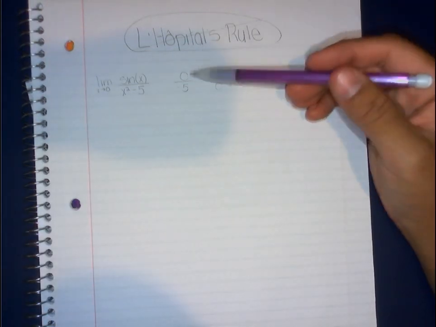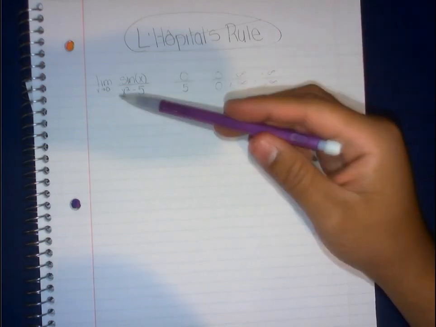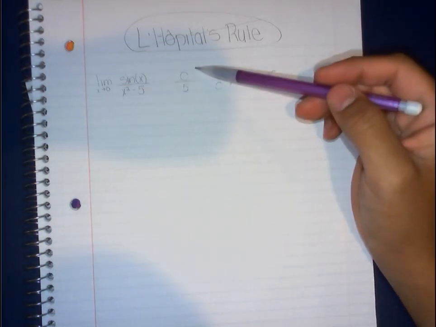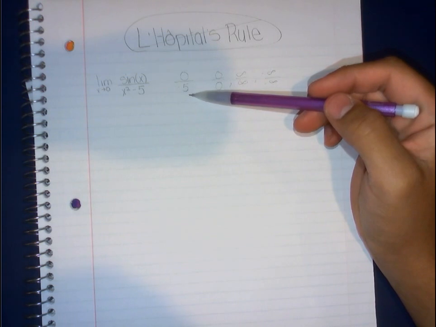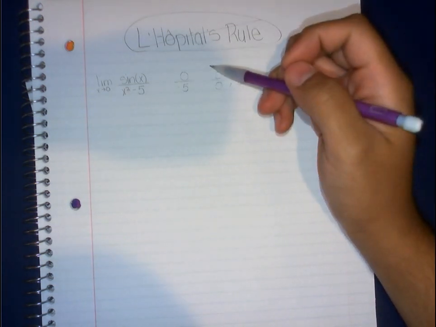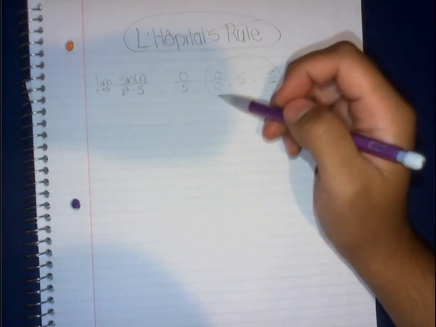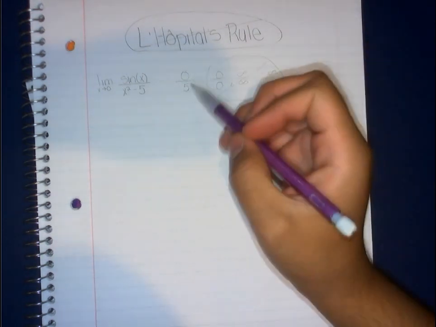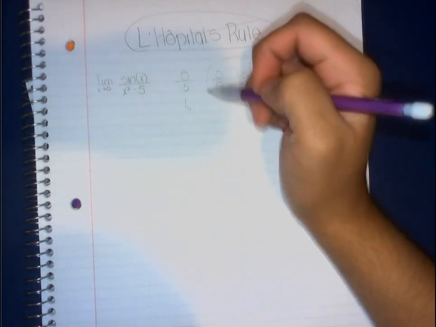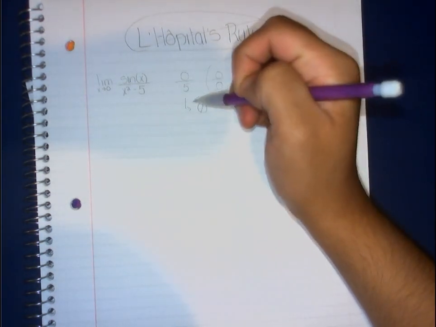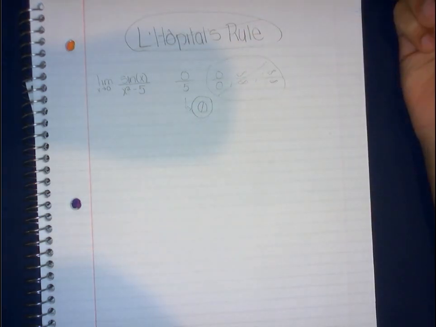So in this particular function, we determined that when you plug in 0, you get 0 over negative 5, which can't be used for L'Hopital's rule, like we stated. And so the limit is just 0. That's it.